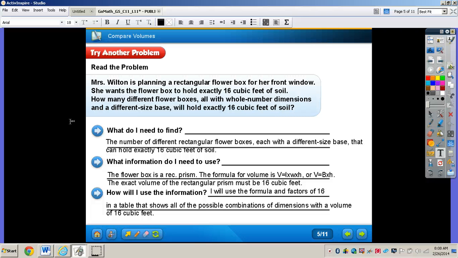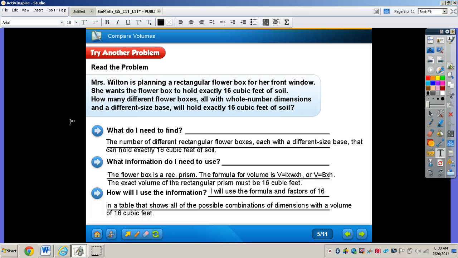The information that we need to understand that's going to help us solve the problem: some things that we need to know. The flower box is a rectangular prism. The formula for volume is volume equals length times width times height, or volume equals base area times the height. And also the exact volume of the rectangular prism must equal 16 cubic feet.